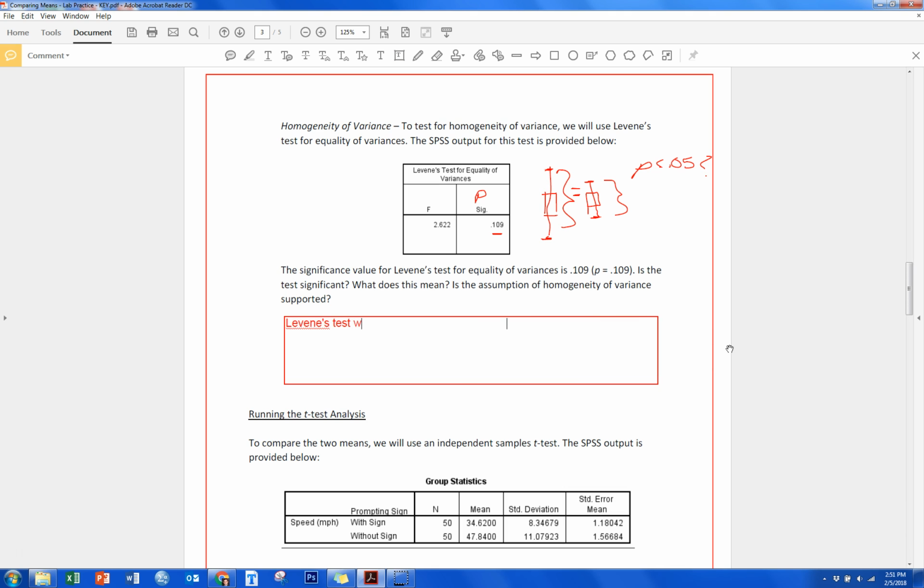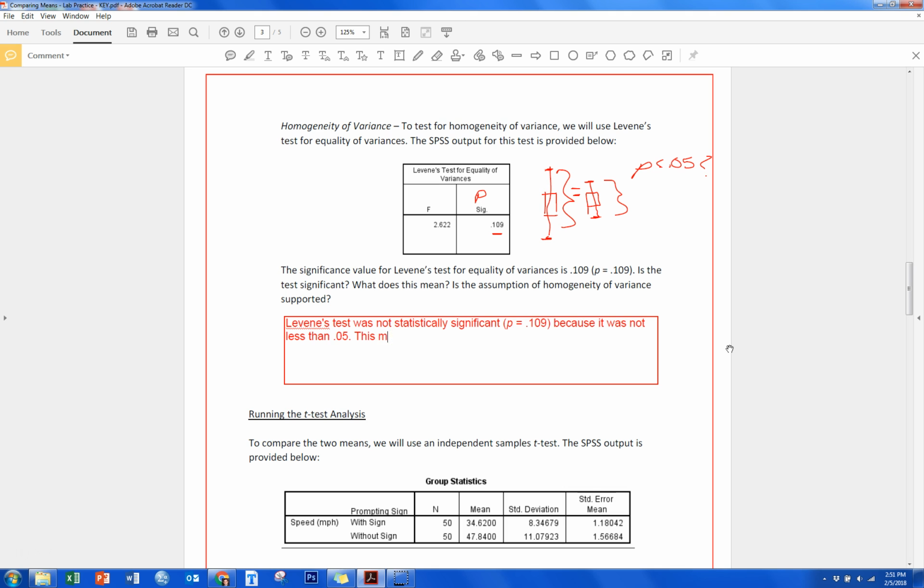Levene's test was not statistically significant. So P equaled 0.019, right? Because it was not less than 0.05. Okay, so it's not statistically significant because it was not less than 0.05.